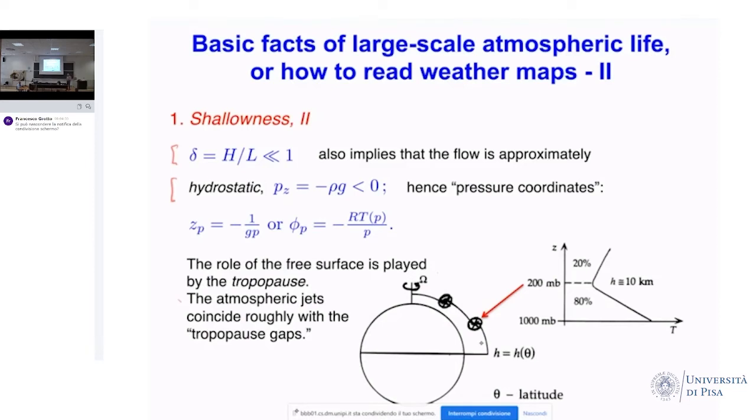So the mean velocity of these very large scales in the atmosphere might be a few meters per second. This is 100 meters per second or more.